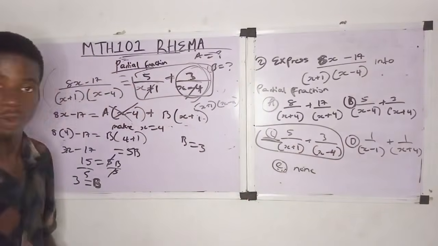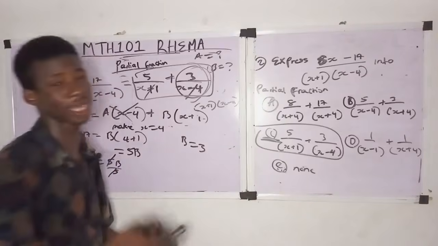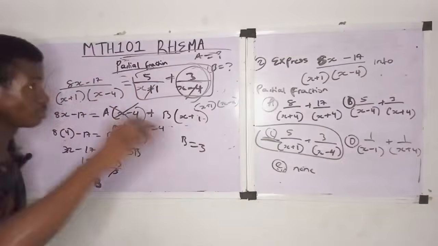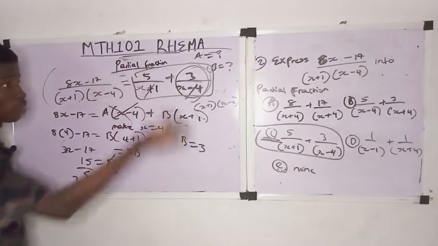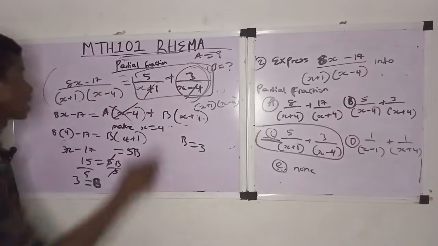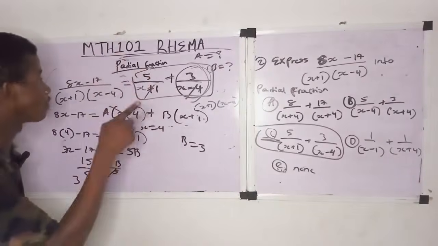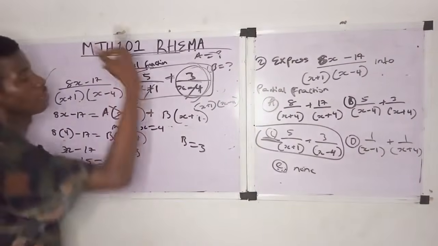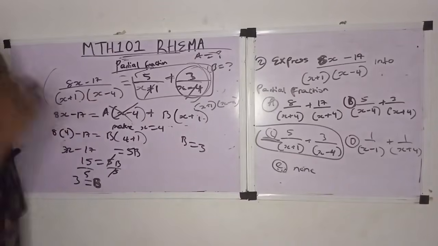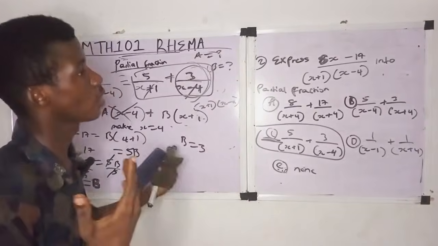So that is how you express a fraction as partial fractions. Forget about the numerator, then decompose the fraction by turning the numerator into a constant: A over the denominator plus B over the denominator. It depends on the type of question, but that is how you solve questions on partial fractions. Now let's go to other questions.